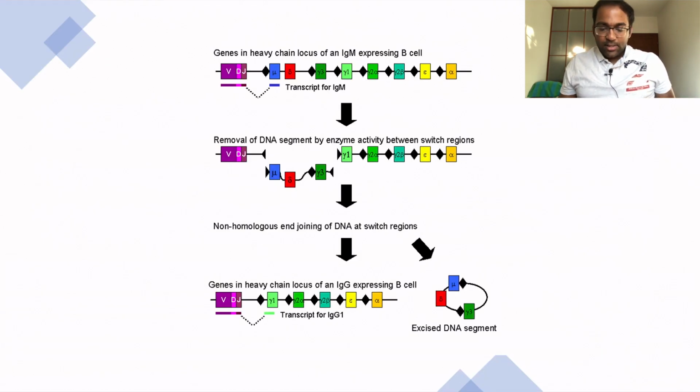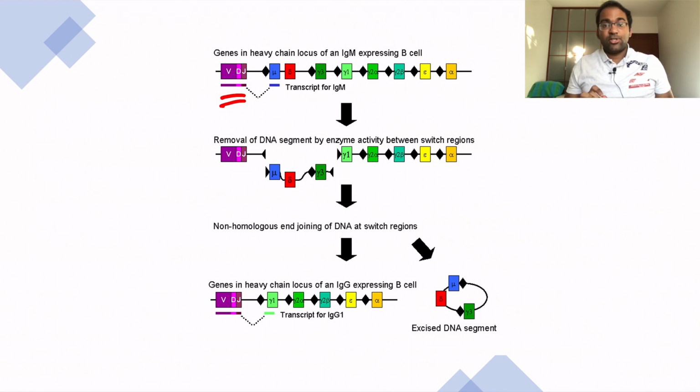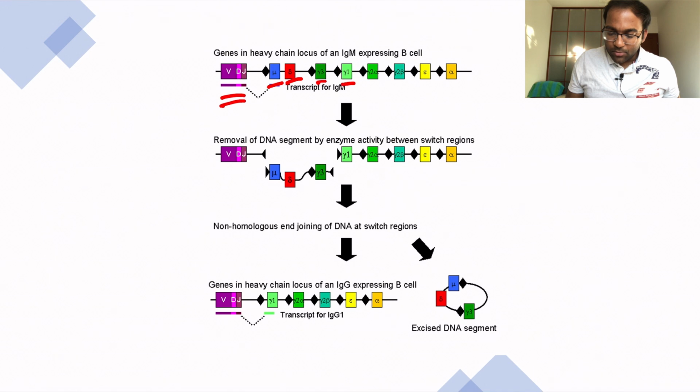Now this is basically the process of class switching. This cartoon shows how it's done. This is the VDJ gene that was specific for the FAB portion of the antibody. This will remain unchanged, constant throughout the process. Now we will be breaking down the constant portion, or the constant gene, as you can see here, which is named mu, delta, gamma 1, gamma 3, gamma 2a, epsilon and alpha.